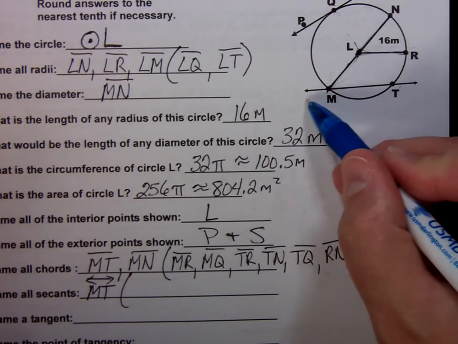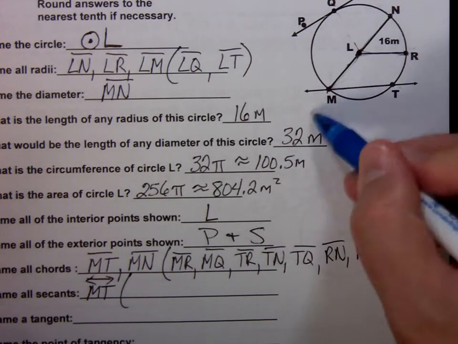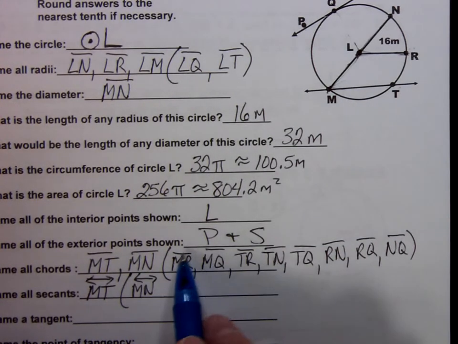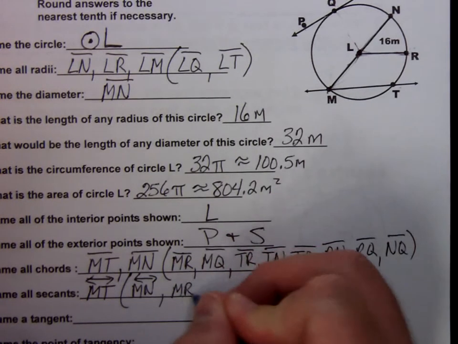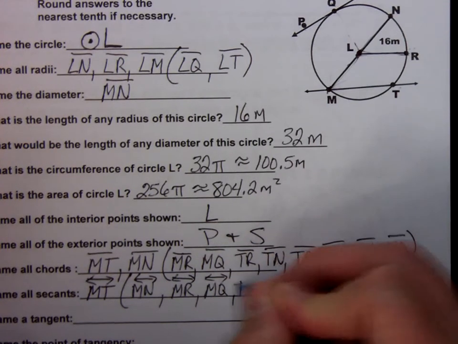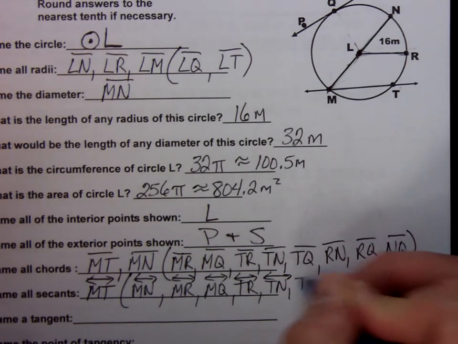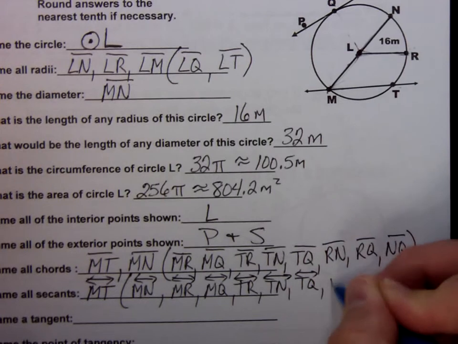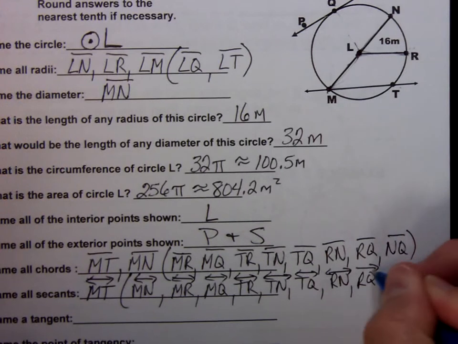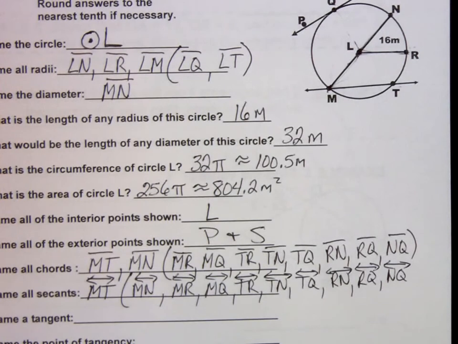I could draw a line from M to N, or through M and N. I could just take this diameter and extend it to infinity in both directions. And basically, I'm just taking all of these chords and changing the segment to a line. I could have a line going through points M and R, through points M and Q, T and R, T and N, and so forth. Only difference between a chord and a secant is that a chord is a segment and a secant is a line.